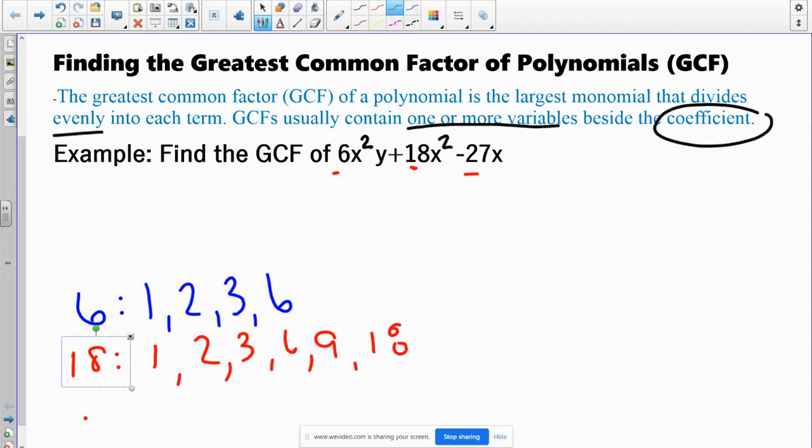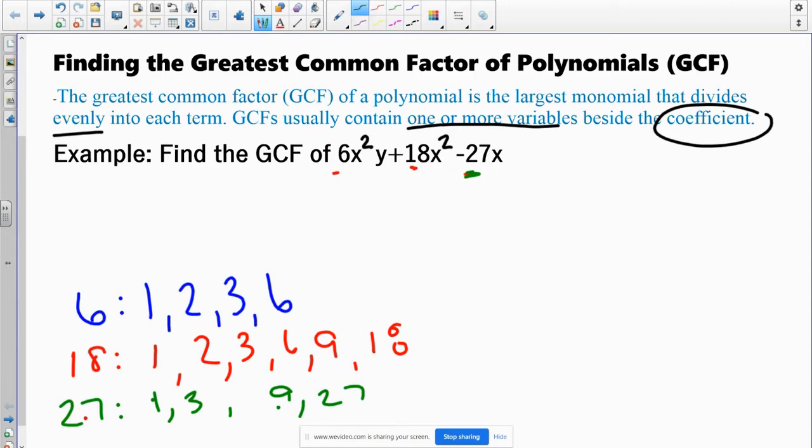The last one is 27. That's my last coefficient right here. So 1, I'll put 27 over here. 2, nope, it doesn't go in evenly with no remainder. 3 does, 3 and 9. Then I go through and think 6, nope. 7, nope. 8 does not, and then I go back to 9, so I know I'm done.